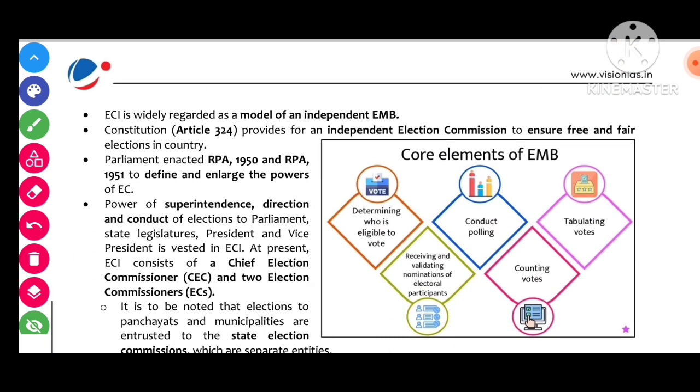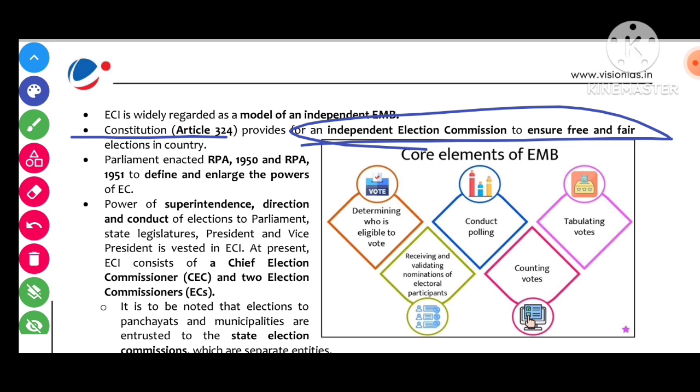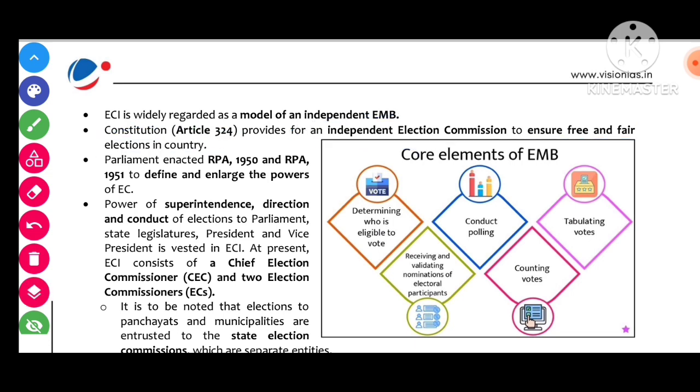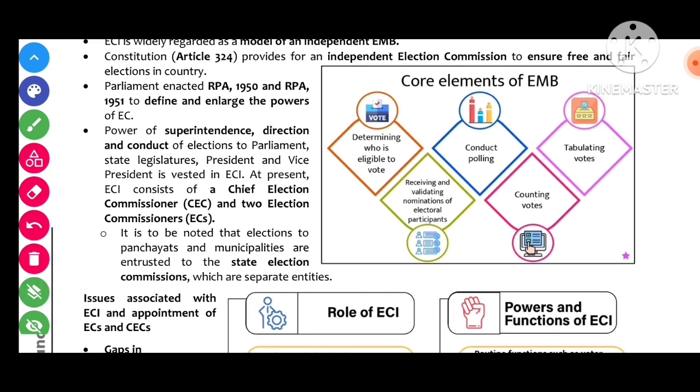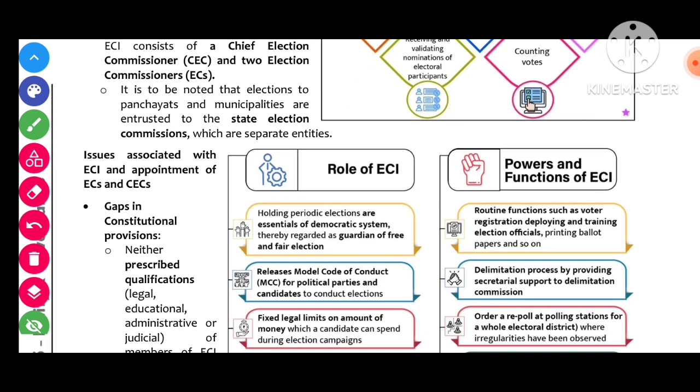Okay, the Election Commission of India is widely regarded as a model of an independent electoral management body, and the Constitution under Article 324 provides for an independent Election Commission to ensure free and fair elections in the country. So remember this. And the RPA 1950 and 1951 define and enlarge the powers of the Election Commission, and the power of superintendence, direction and conduct of elections to Parliament, state legislatures, President and Vice President is vested in it. These are the static portions, so you can remember this.